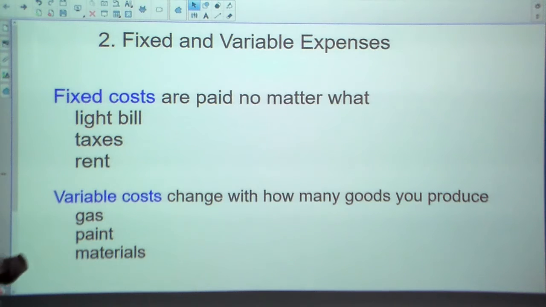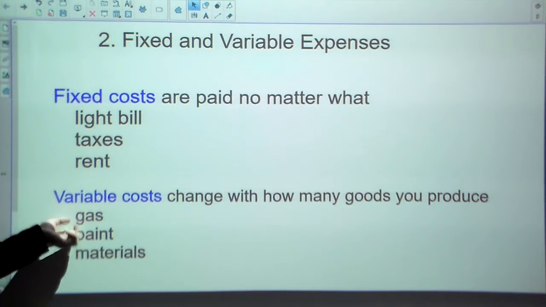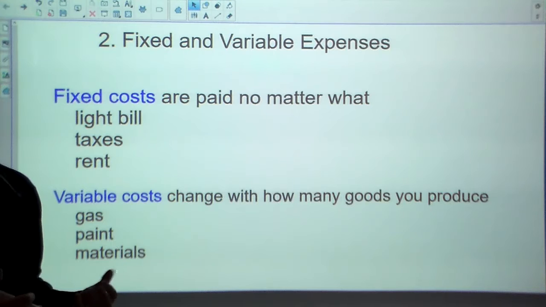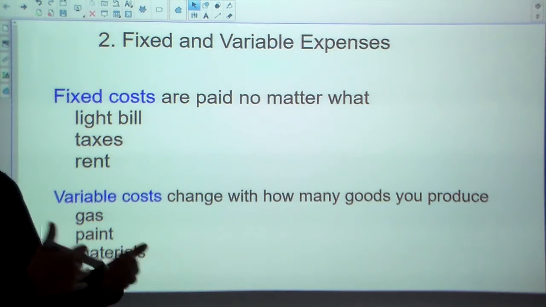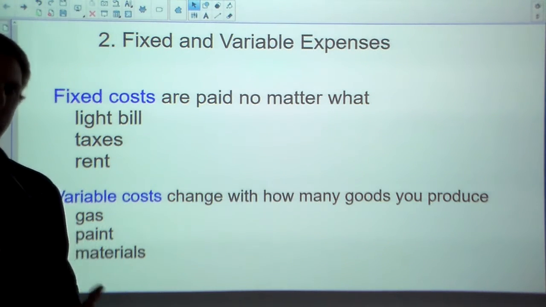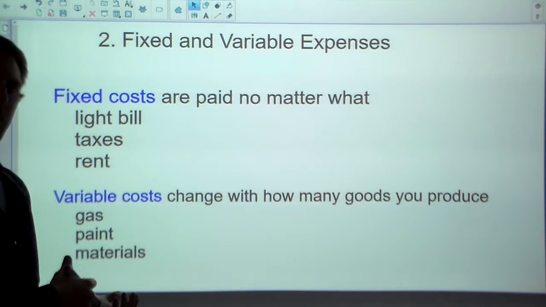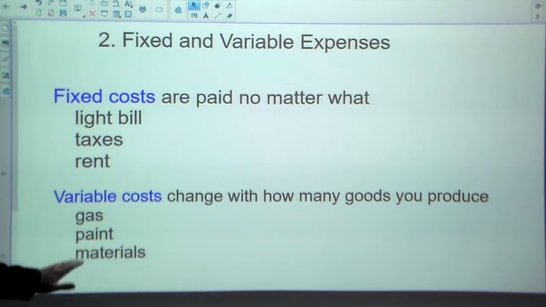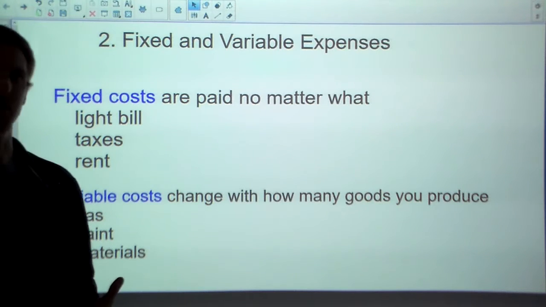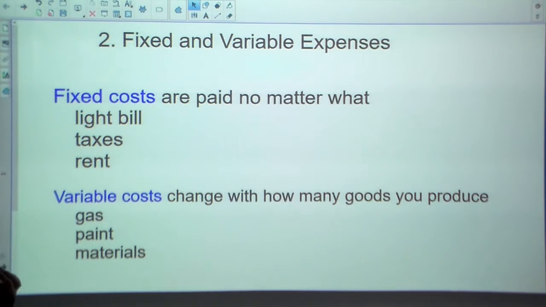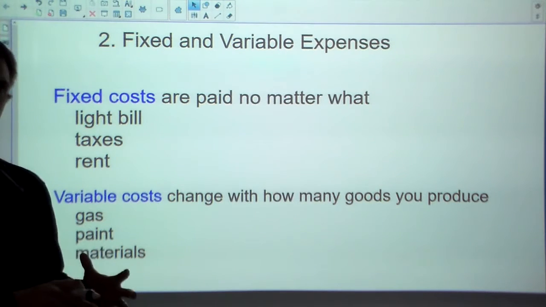So things like having to buy gas. If you're going to drive somewhere, the more you drive, the more gas you're going to have to buy. And I put paint because the example we're going to see here in a second, you had to buy paint to make something. Well, the more stuff you paint, the more paint you have to buy. So in a way, the more of that you're buying, the more you're selling, that's a good thing. Materials, any kind of materials that go into producing something. So anything that you have to buy more of to be able to sell, that's a variable cost. Again, fixed are all the things that you're paying no matter what. Variable, they go into the item you're making.